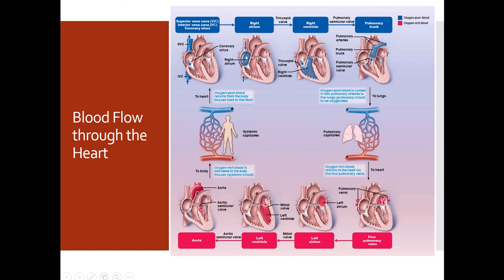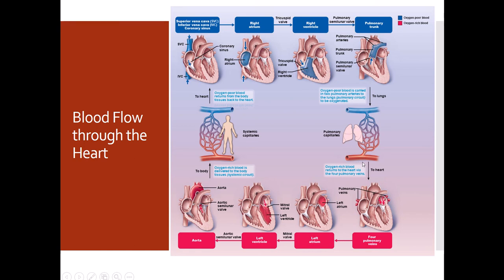The right atrium is then separated from the right ventricle by the tricuspid valve. So blood has to pass through the tricuspid valve. If you think of the valve as a door into the right ventricle, the right ventricle then contracts. Blood moves past the pulmonary semilunar valve, another door, into the pulmonary trunk. The pulmonary trunk then branches into the pulmonary arteries, and it is those pulmonary arteries that bring the blood to the lungs, where it can percolate through all of the capillaries of the lungs and pick up oxygen.